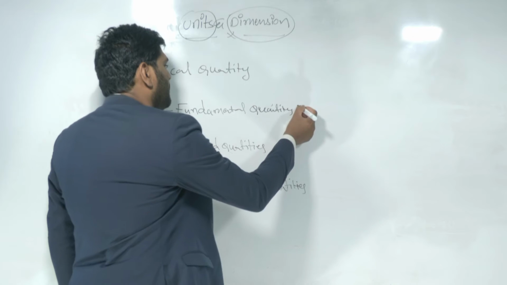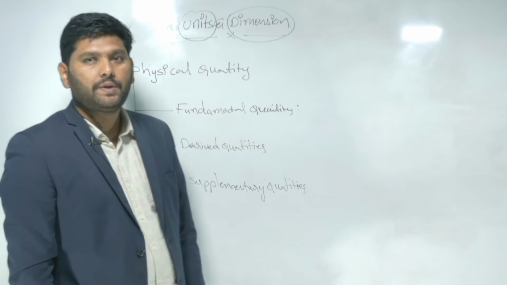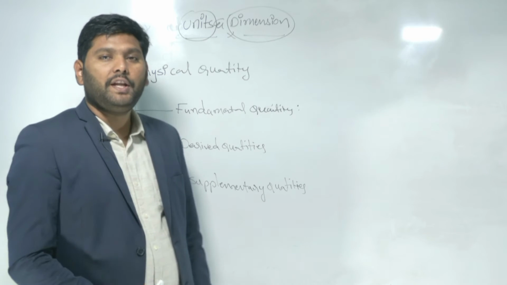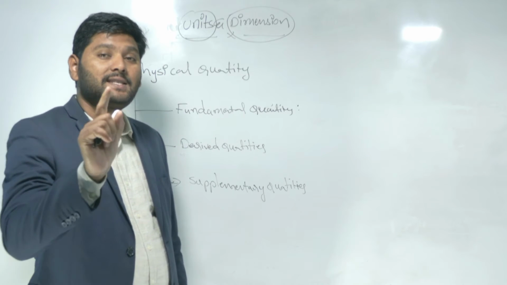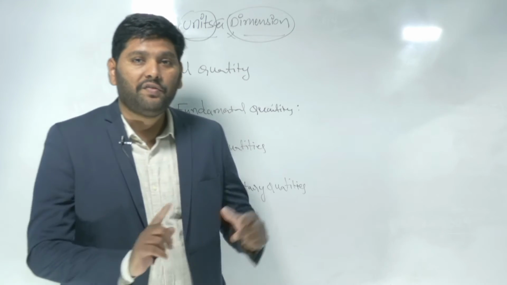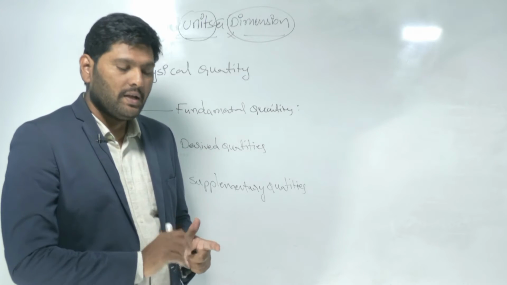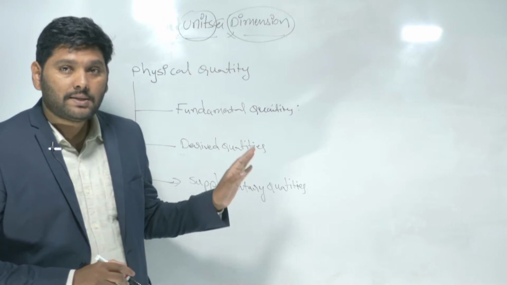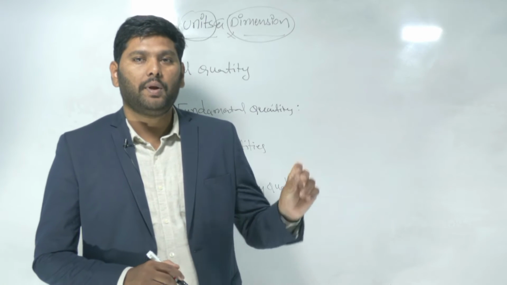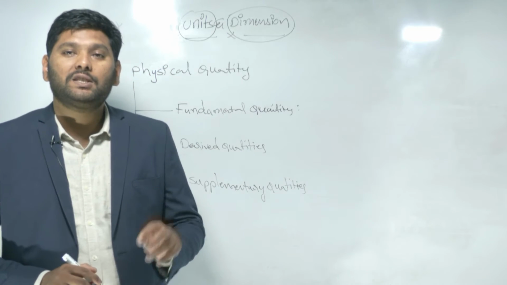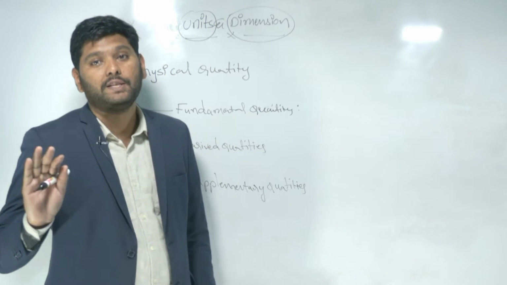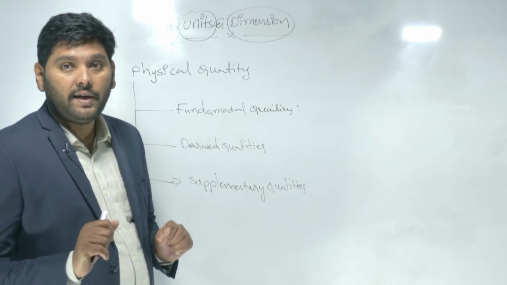And now let me talk about the first, fundamental quantity. So what is meant by fundamental quantity, students? A fundamental quantity is any quantity that does not depend upon any other quantity. How can you define a fundamental quantity? A physical quantity that does not depend upon any other quantity is known as a fundamental quantity. Here we have 7 fundamental quantities.